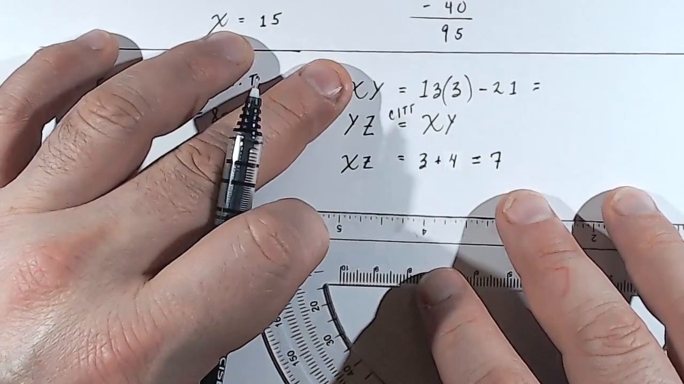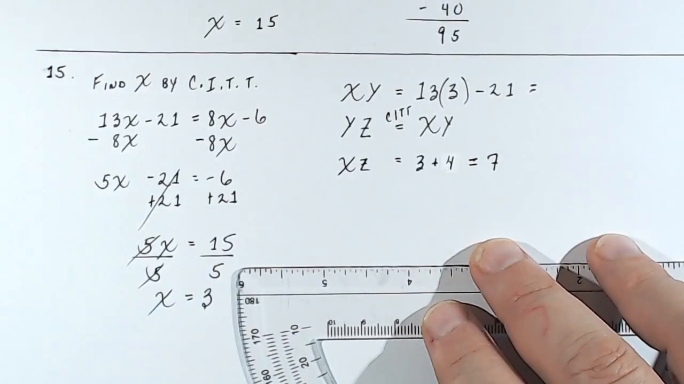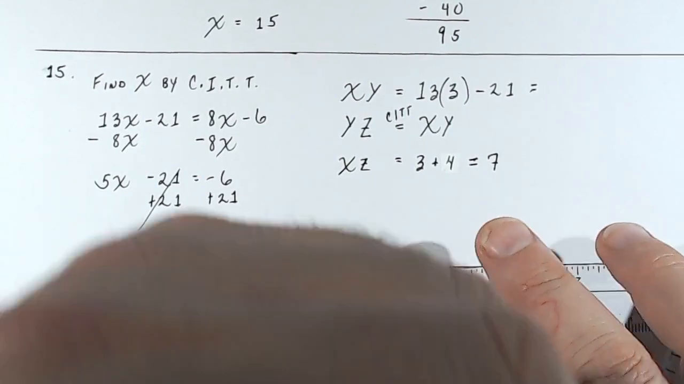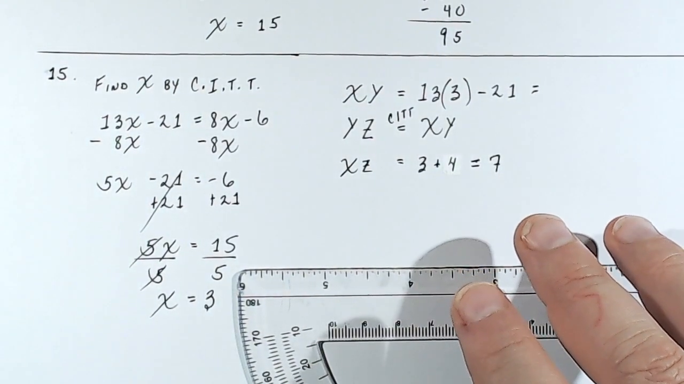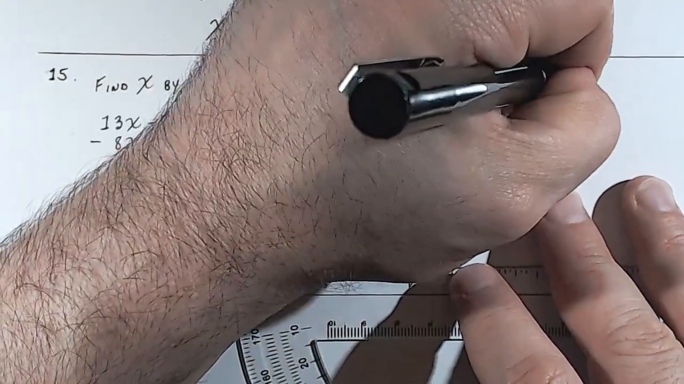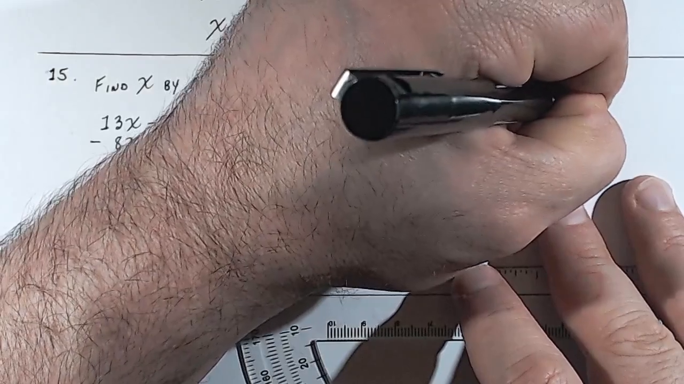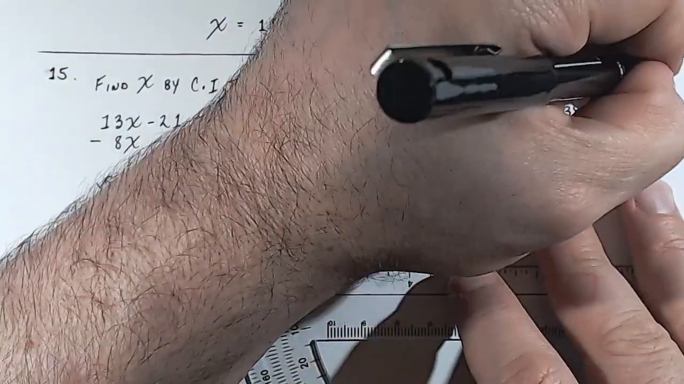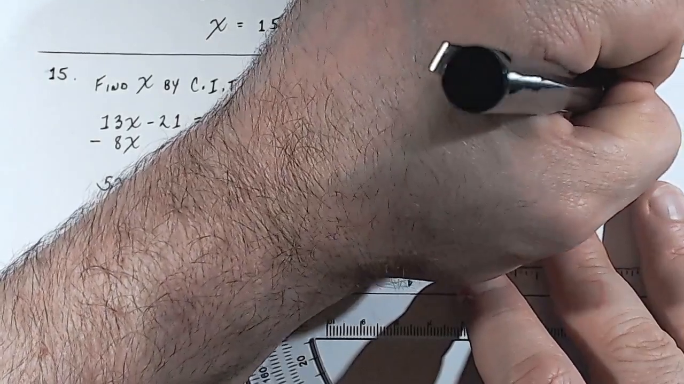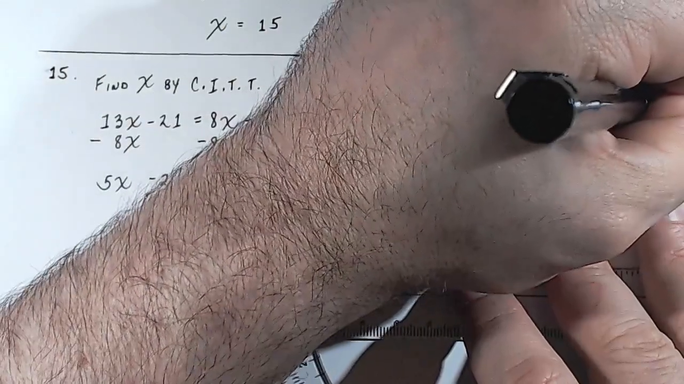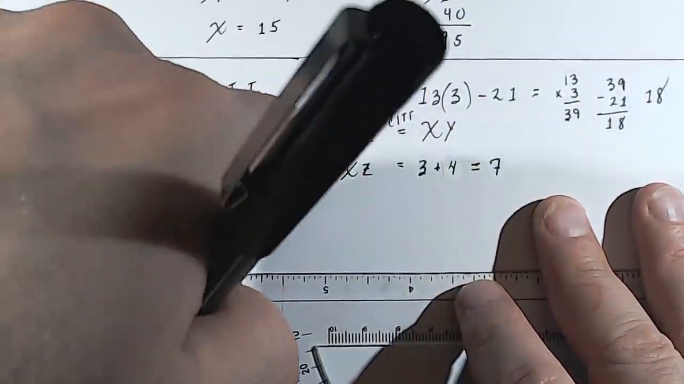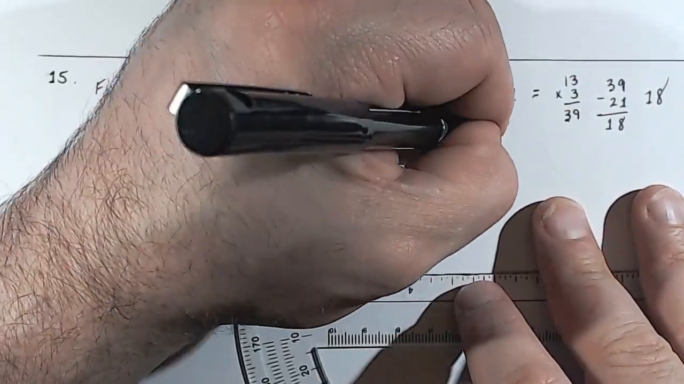Let's find XY now. Well, 13 times 3 is 39, minus 21. So 39, 29, 19, 18. Should be 18, right? So let's check all of our work. 13 times 3 is 39, and 39 minus 21 is 18. So XY is 18, and since YZ is equal to XY, then YZ is also equal to 18.